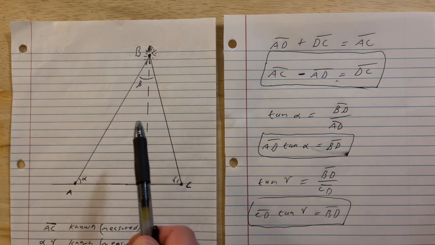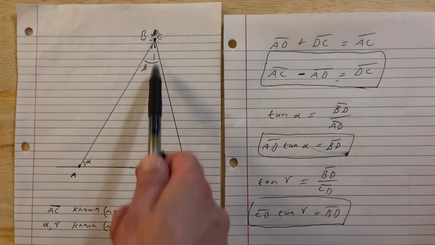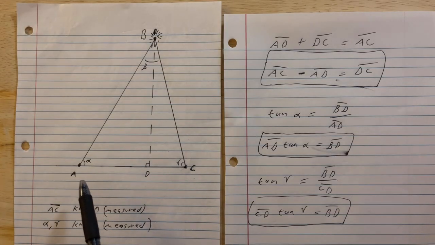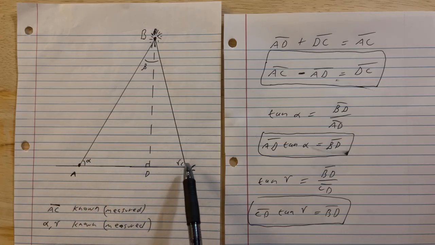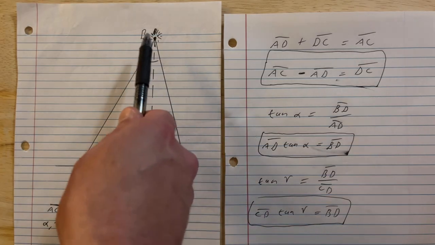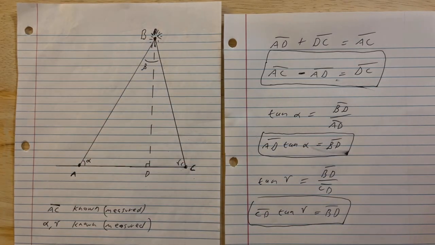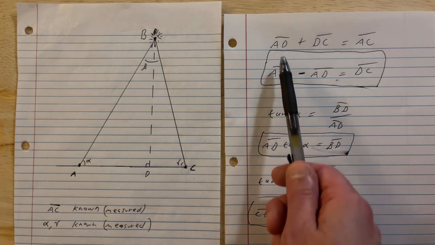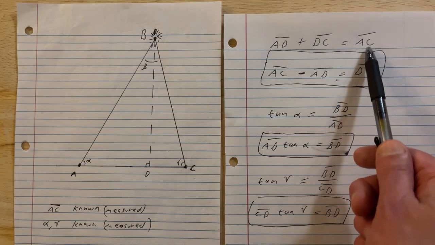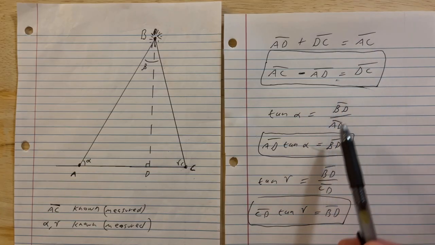We still have line segment BD as the connecting line between the two triangles. And we'll say that line segment AC is known because that's the distance between the two hills. And angles alpha and gamma are known because you use your compass to point in the direction where location B is. We go through the same math to find the line segments here. So line segment AD plus DC equals line segment AC. Go ahead and solve for DC here.